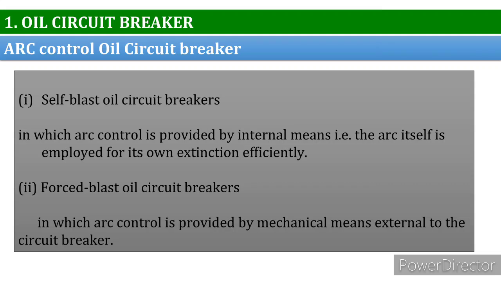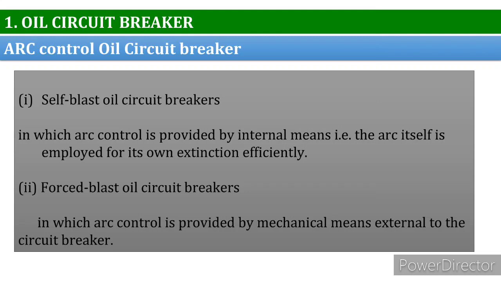So briefly, in the case of a plain break oil circuit breaker, which was discussed previously, there is very little artificial control over the arc. Therefore, a long arc length is essential in order that turbulence in the oil caused by the gas may assist in quenching it. That's why there are two subtypes.